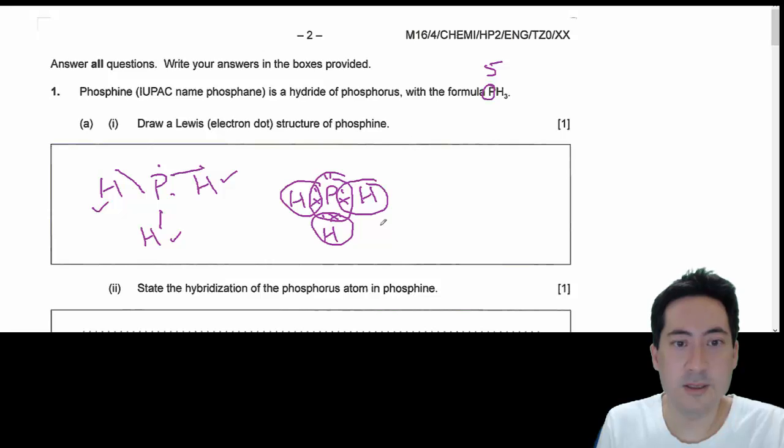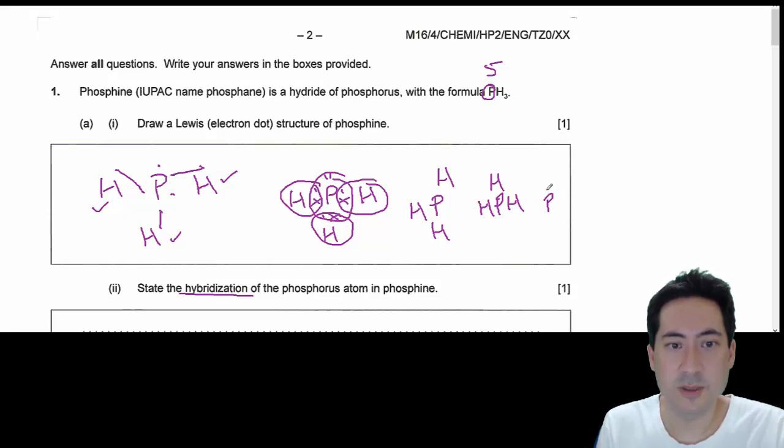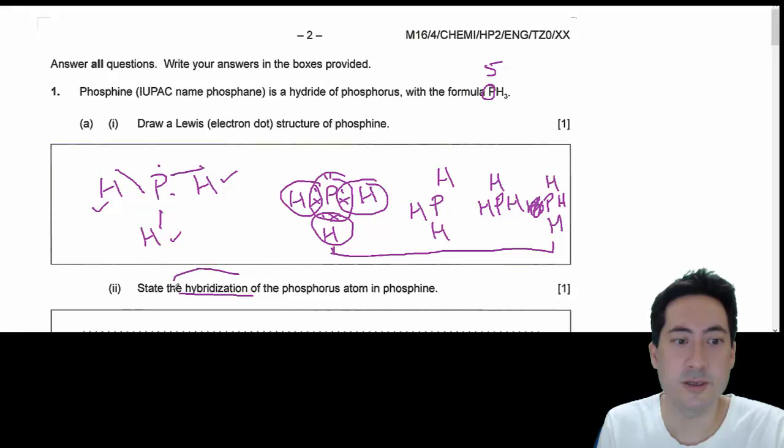For the higher levels, I'll continue on, because when you're doing hybridization, the key is: can you draw it in another way? For this one, you could have drawn the hydrogens like this, or like this, or some other way like this. So there are different ways for you to orientate it, and when there are different ways to orientate it, that's telling you that hybridization is going on.